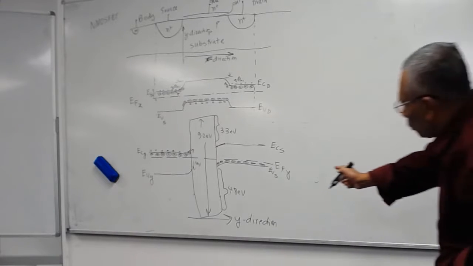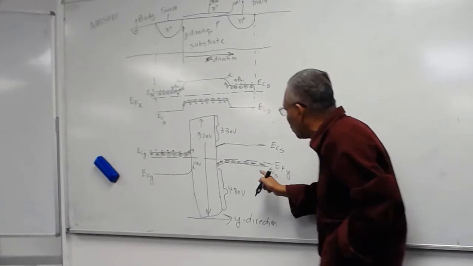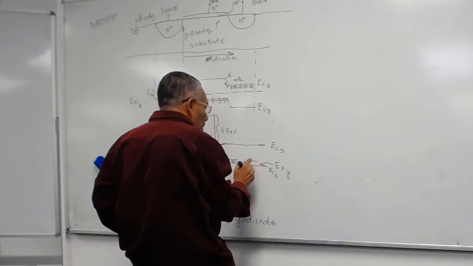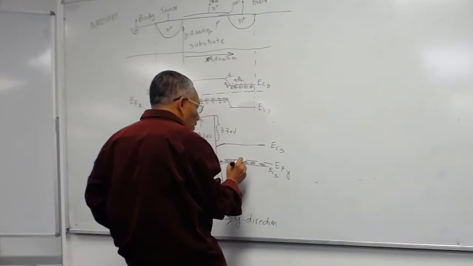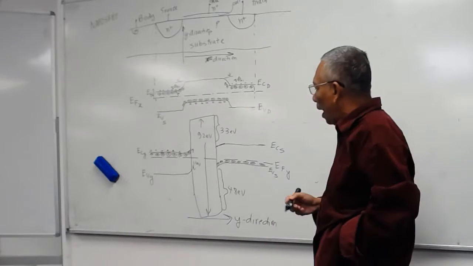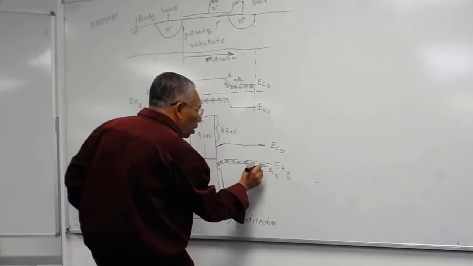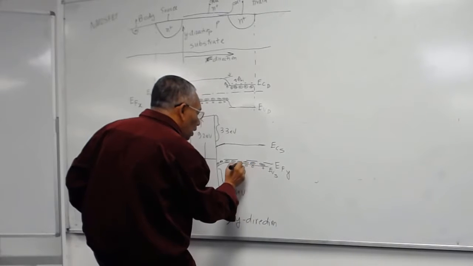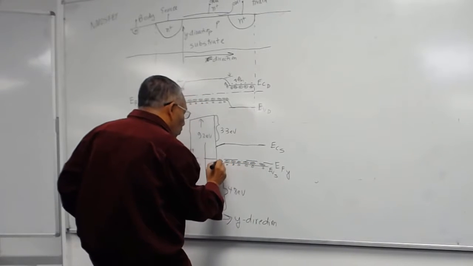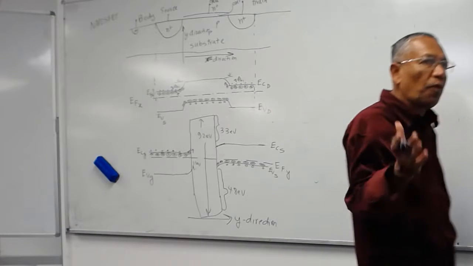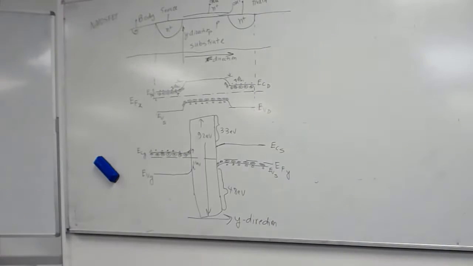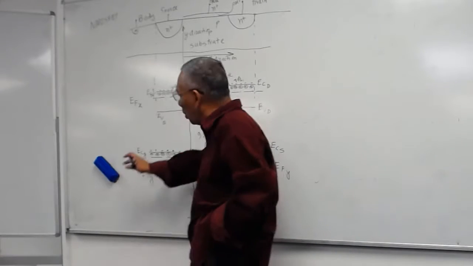These are all negative ions, so it looks too small. Let me improve the diagram a little bit. All of them are negative ions, and for each negative ion you have a hole. So you have a hole here, hole here, hole here, hole here, hole here, hole here, and no more holes here because those have moved from the junction. This is one straight line because it is in equilibrium.